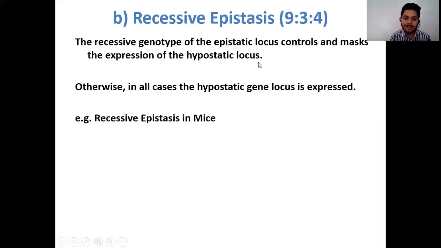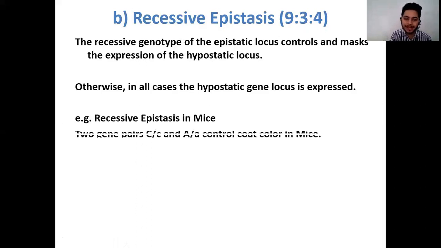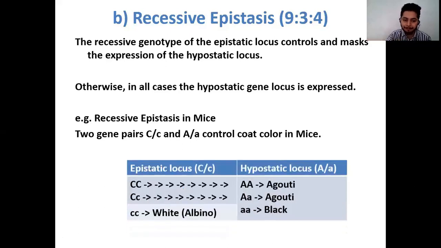Let us understand this with the help of an example. Recessive epistasis is observed in the case of mice. Here, the coat color in mice is under the control of two hypothetical gene pairs. The two gene pairs are capital C small c, that is one gene pair, and the second gene pair is capital A small a. These two gene pairs control the coat color in mice. One of the gene pairs, capital C small c, present on a separate gene locus, is acting as the epistatic locus, while the other gene pair, capital A small a, is acting as the hypostatic locus.